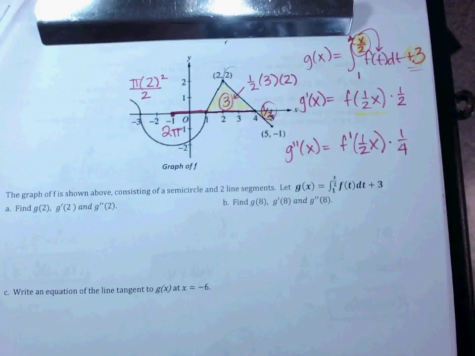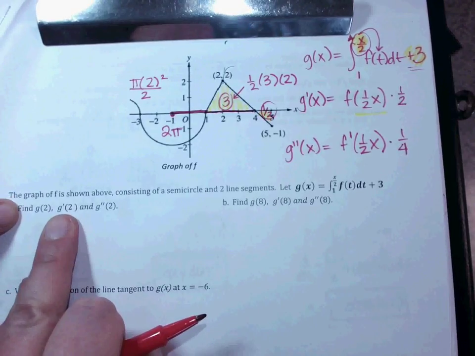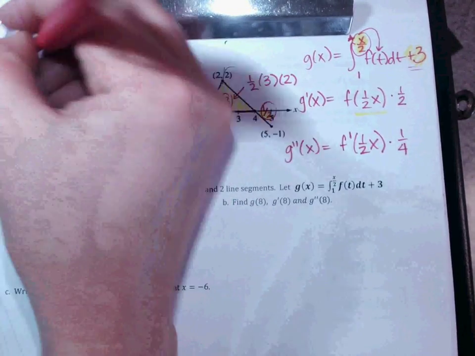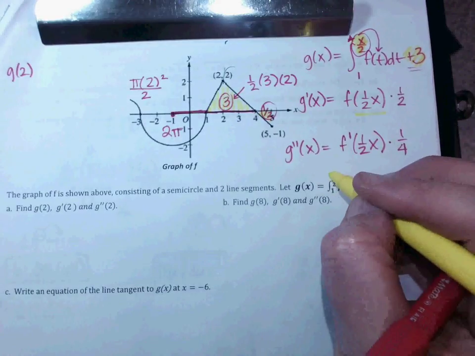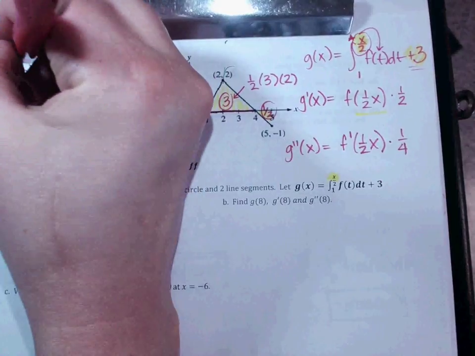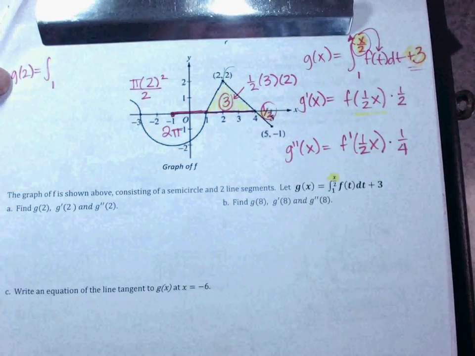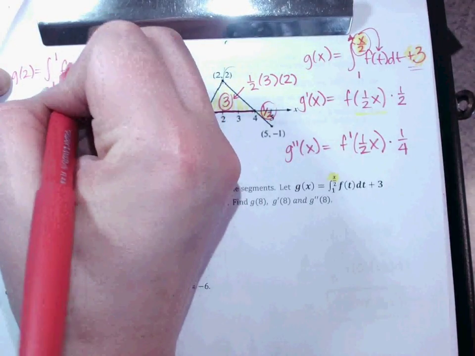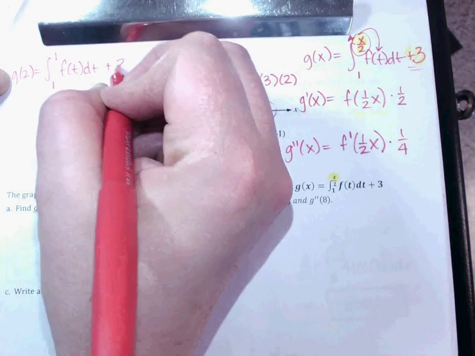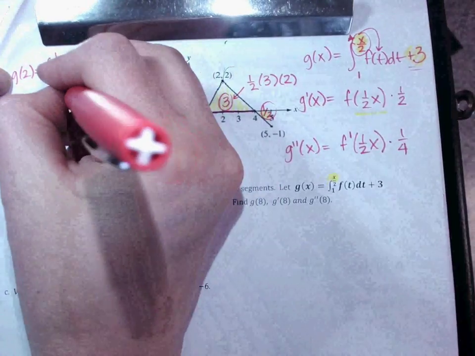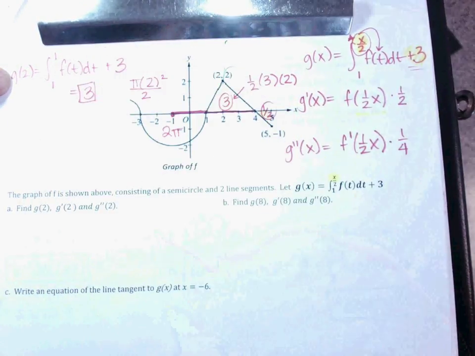Okay, part A says to find g of 2, g prime of 2, g double prime of 2. Let's do g of 2 first. And I'm plugging in to my x right here. So if I plug in a 2, that's the integral from 1 to 2 divided by 2 of f of t dt plus 3. Well, what's the first part of that integral? 0. If you're integrating from 1 to 1, that's just 0. 0 plus 3 is 3. Everybody good so far?